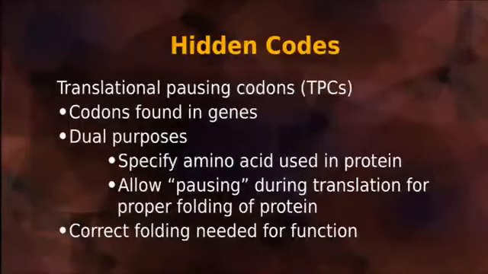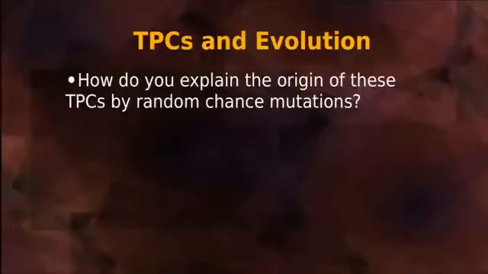Now again, this is going to be a major problem for evolution, very much like we saw for the duons, because how do you explain the origin of these TPCs by random chance mutation? Because now not only do you have to code for the correct amino acid, but you have to have a codon that's such that it pauses during translation so that you get the right fold. I mean, how does it even know this to evolve this, right? Oh, well, I need to pause here so this fold is correct, so this protein can do this. Evolution does not have a mind, okay? And so that's definitely going to be a problem for it.